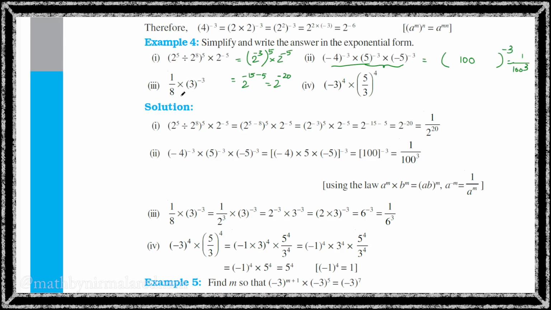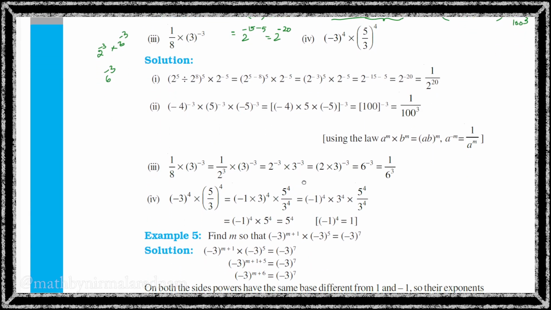So the third question again, they're asking you to simplify this. You know that 8 is nothing but 2 cube. So you're talking about 2 power minus 3 into 3 power minus 3. Again, this is the fourth law. It is nothing but 6 power minus 3. AB whole power m. Right?